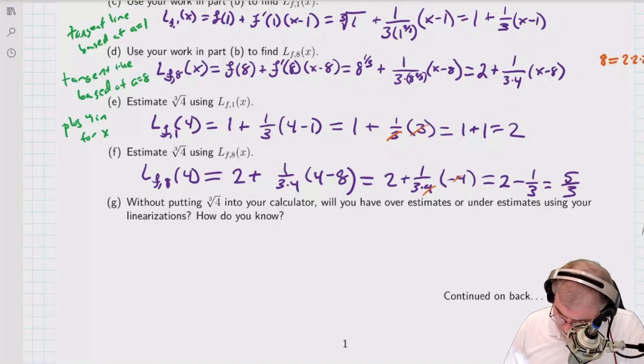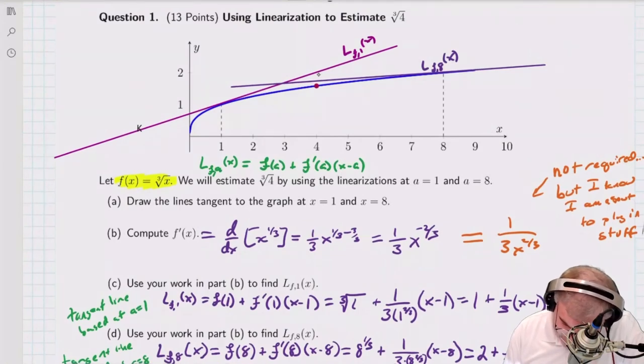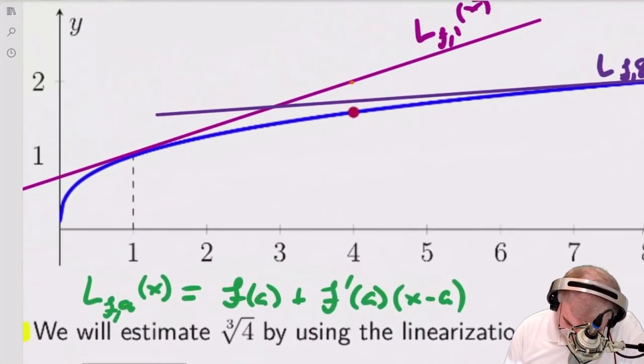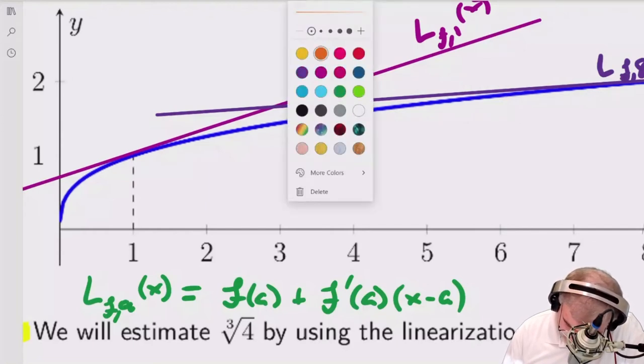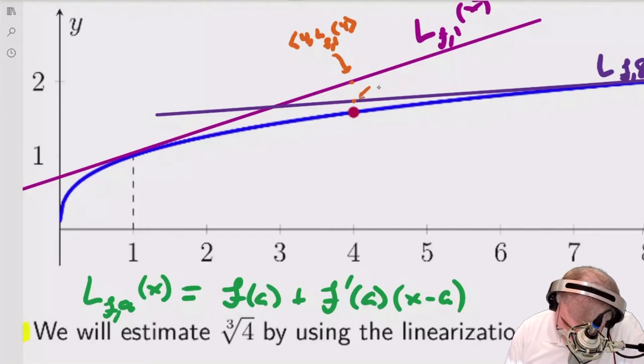Yeah, so x is 4. So what I'm doing is I'm using these two lines to make estimates of f at 4. Yeah, at 4. So I'm using this point right here. If I zoom in here, this point right here, that y value, so this is 4, comma L F1 of 4. And this point here, if I zoom in, I need like a finer pen, don't I? This point right here is 4, L F 8 of 4.